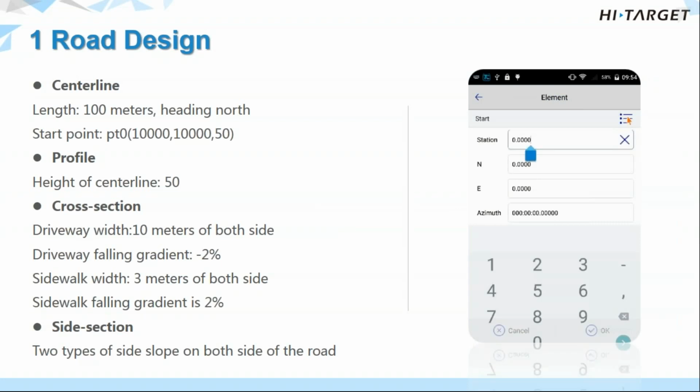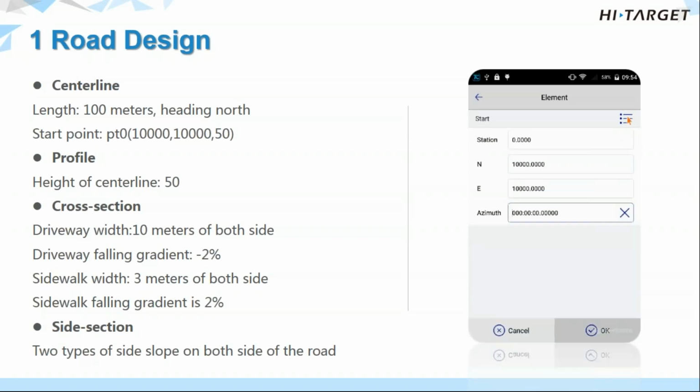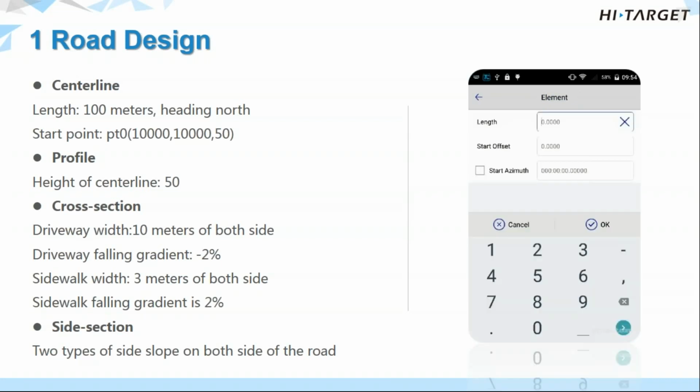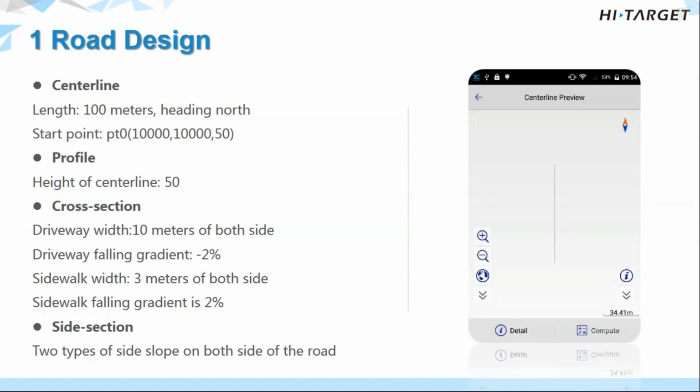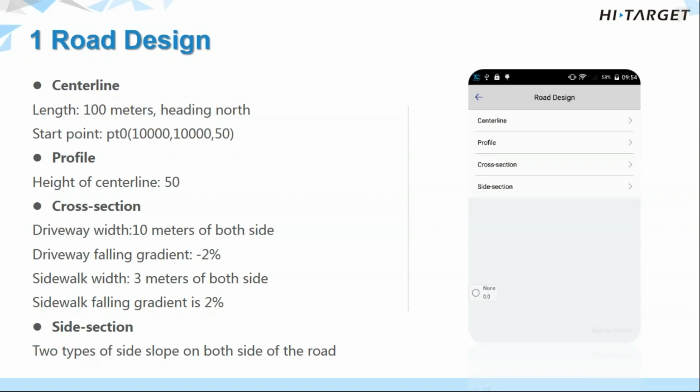Then, you can do the design in the software. Firstly, we set up the central line. Users can choose different methods to set the central line, and in this video, we choose the element. Input the start point and length information, and check the preview. In the preview, you can see the central line that you designed.